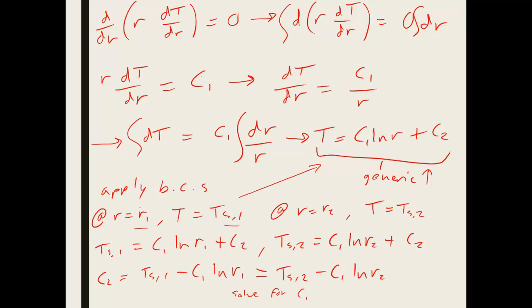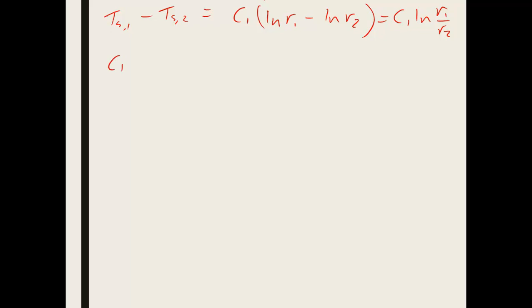So I'm going to take this equation, I'll just walk through the algebra a little bit more. I'm going to move TS2 over to this side by subtracting, and I'm going to move this term over to this side by adding. So that gives us TS1 minus TS2 is equal to C1 times the natural log of R1 minus the natural log of R2, which is also equal to C1 times the natural log of R1 over R2, just by applying that identity for the natural log. So, solving for C1, we get C1 is equal to surface temperature 1 minus surface temperature 2 divided by the natural log of R1 over R2. And we'll just keep that handy somewhere.